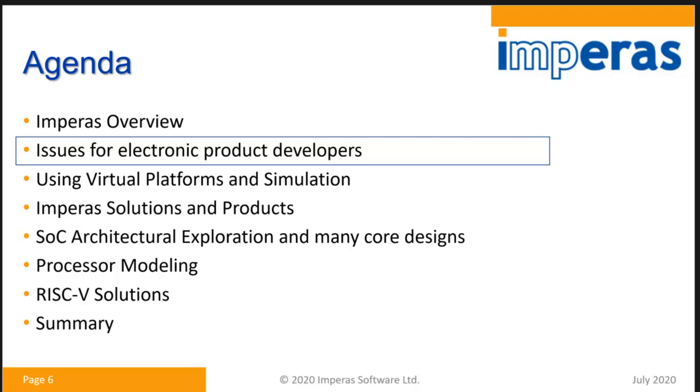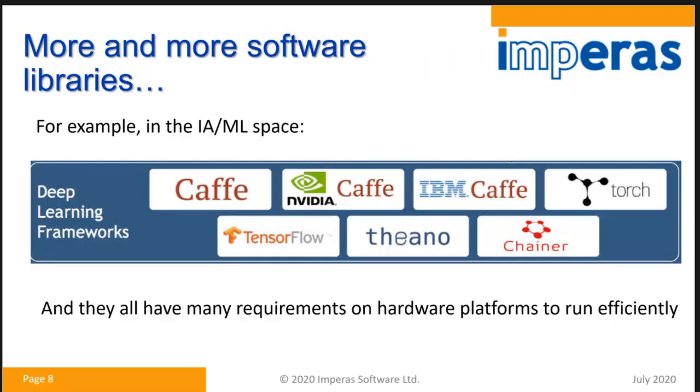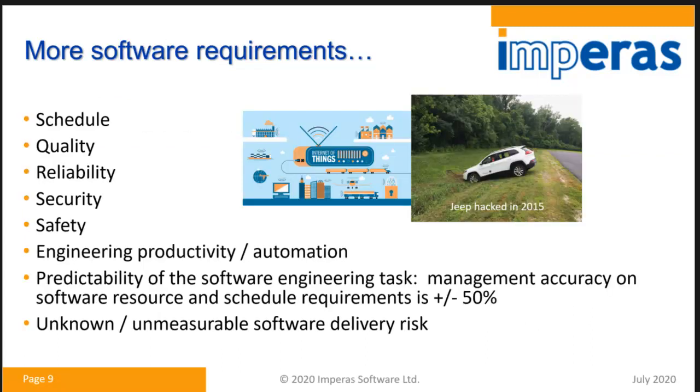So let's now talk about the issues facing electronic product designers. Well, the trend over the last few years is that, yes, Moore's law gives you more gates, but you don't get any more performance, and more people are having more and more cores. And people are putting hundreds of cores on their chips. And not only are they having more processors, but they've got more and more software libraries. For example, in the AI machine learning space, there's technologies like TensorFlow and Caffe and things like that. And all of these put requirements on the hardware platforms to challenge them to run better.